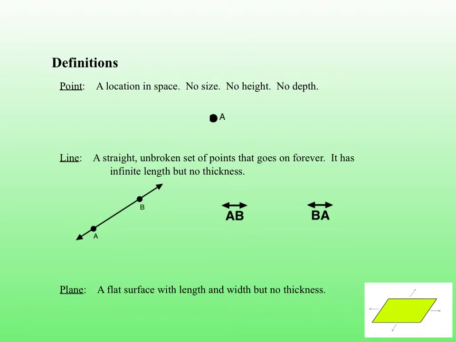Then we're going to identify a plane, and a plane is just a flat surface that has a length and a width but no thickness. Think about looking at a piece of paper from the top, where you can see it has a length and a width, but you can't see the thickness of that piece of paper.